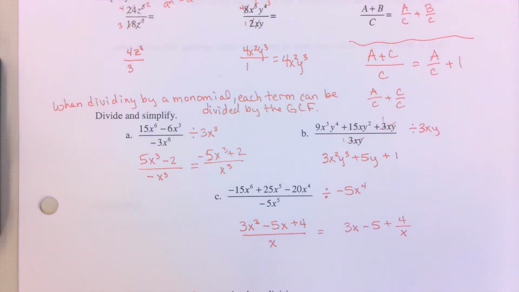So where did I get that from? If I take this and I break it up, 3x squared over x, this cancels out and leaves me 3x. The middle term is minus 5x over x. This cancels out and leaves me minus 5. And my last term is 4 over x, and I can't reduce it. I like this answer. This is what I'm comfortable with. But you might see this answer in a textbook or worksheet, and we want to know that that's equivalent.